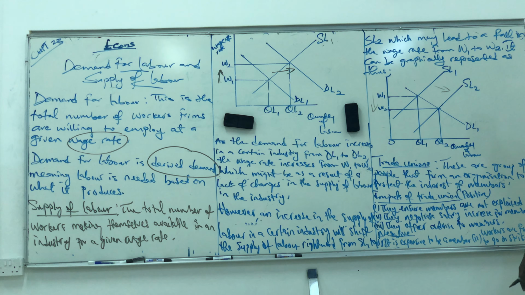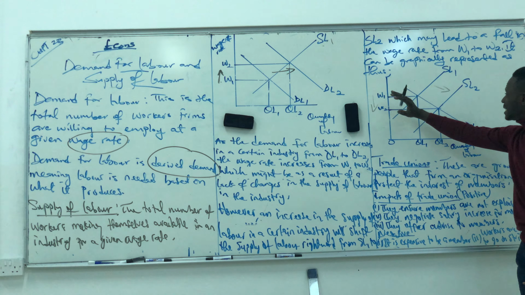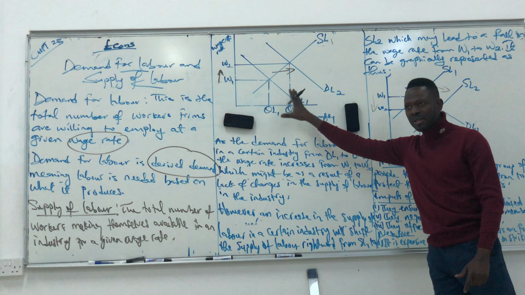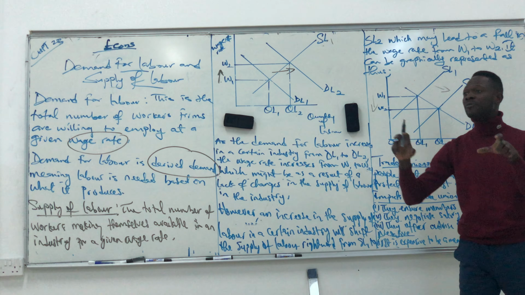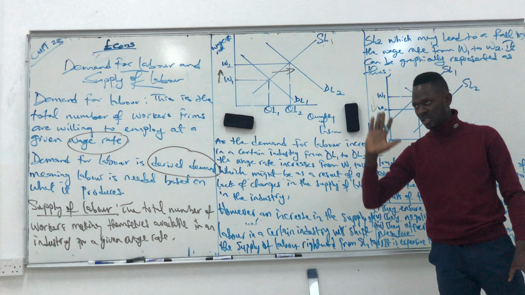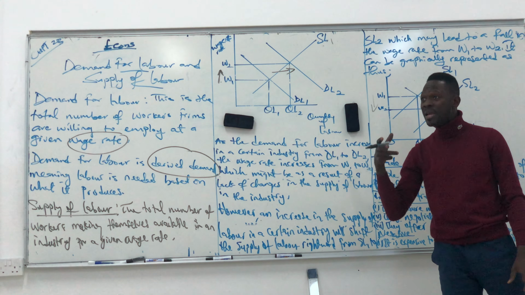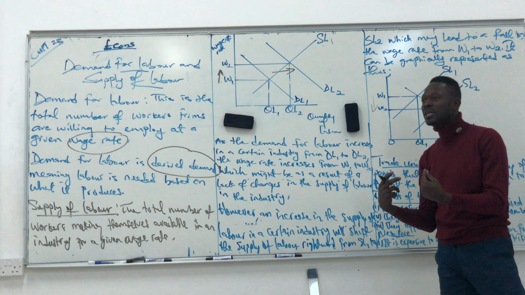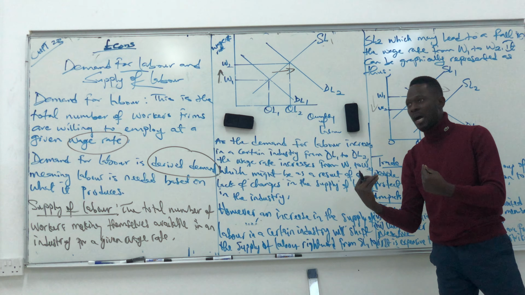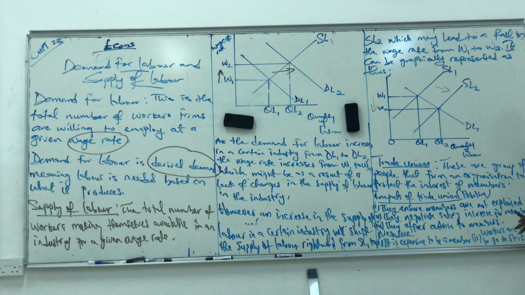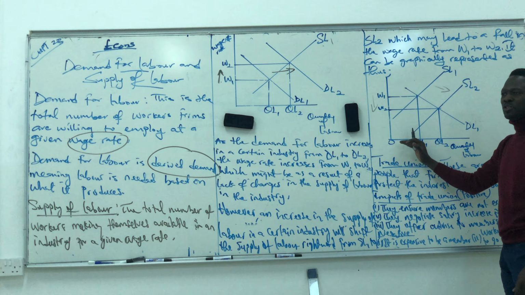Do we understand? So this is the difference between supply of labor and demand for labor. An increase in demand for labor will raise the wage rate. A reduction in the demand for labor will mean that the supply of labor will increase, putting the wage rate down. Any question about it? No. Any question, please? Immediately we go to trade unions.